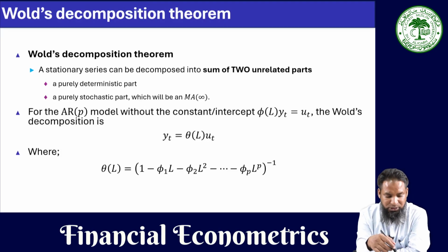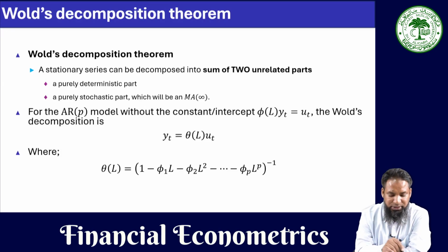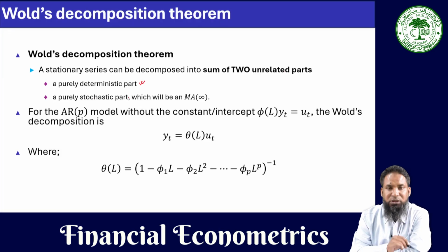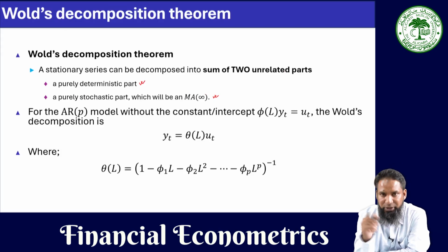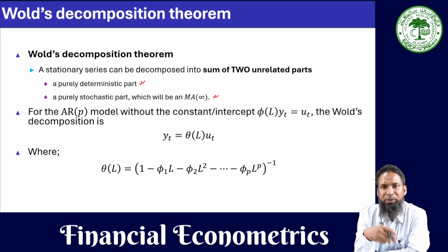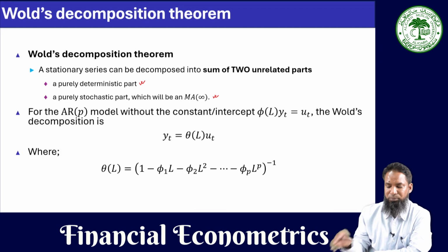The Wold decomposition basically states any stationary series can be decomposed into two unrelated parts. One will be a purely deterministic part and another will be a purely stochastic part, which will be a moving average process of order infinity. In coming lectures, we'll be discussing the moving average process. So from this decomposition theorem, we can say that the AR(p) model could be represented in two parts. Already we have discussed, one will be the deterministic part, another will be the stochastic part.